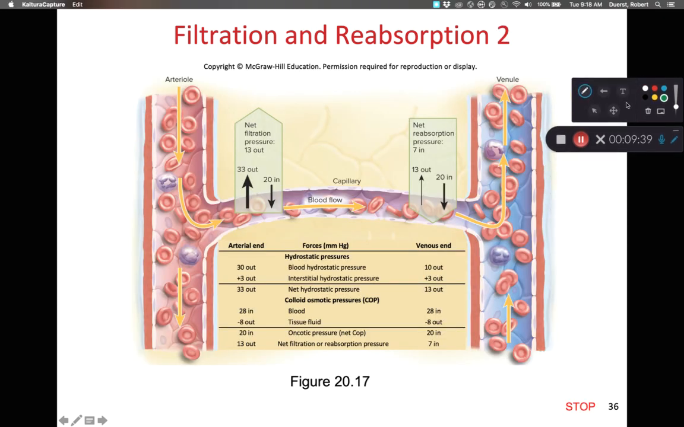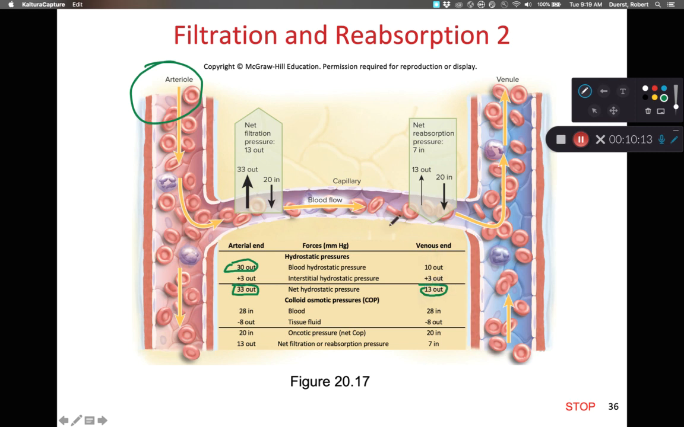So here's a chart that better illustrates this, or figure. On the artery side, or arterial side, we have lots and lots of hydrostatic pressure. And that hydrostatic pressure is going to cause an overall net movement of water out, or fluid out of the bloodstream on the arterial side. And then if we look on the venous side, the overall hydrostatic pressure is rather low because we've just lost a whole bunch of fluid and blood pressure has gone down.